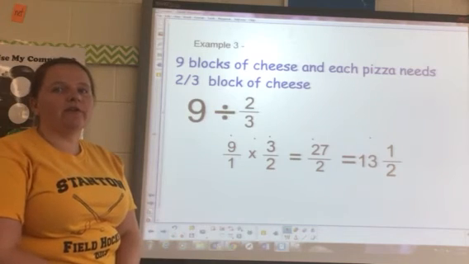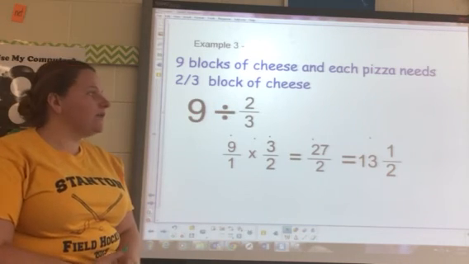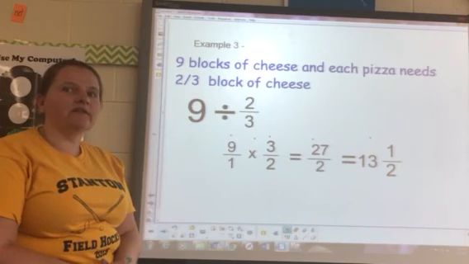So pretty much your algorithms, you just need to practice them. Go back and rewind if you need to see the steps again.